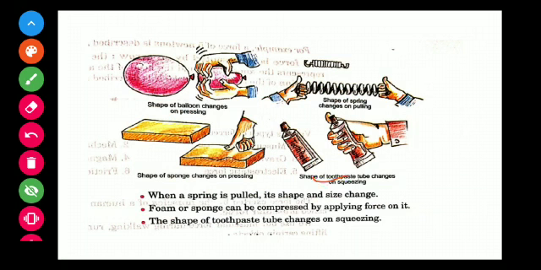When a spring is pulled its shape and size change. Foam or sponge can be compressed by applying a force on it. The shape of the toothpaste tube changes on squeezing.